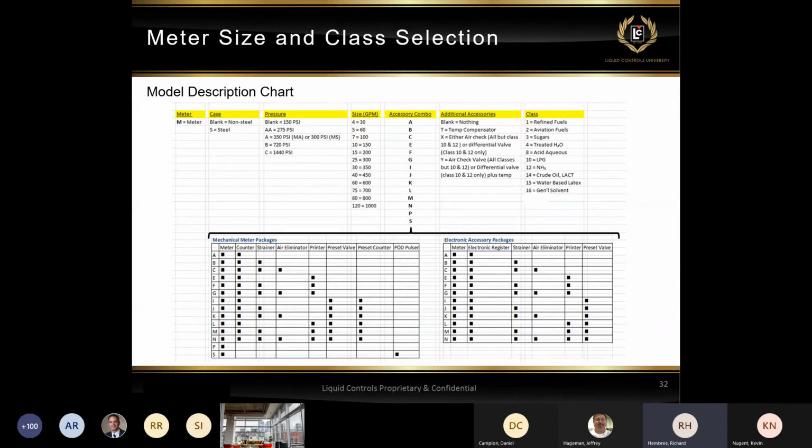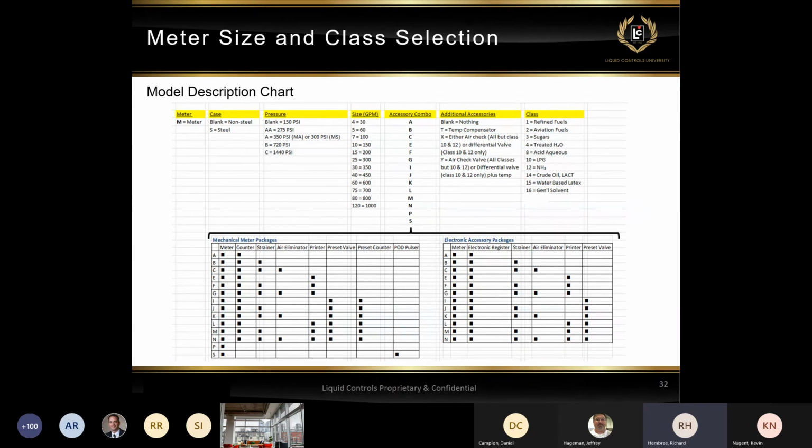And if you need to add any additional accessories, like a temperature compensator, you just add the T. For an air check valve would be an X. And if you need a differential valve for class 10, class 12 meters, you can add that as well.